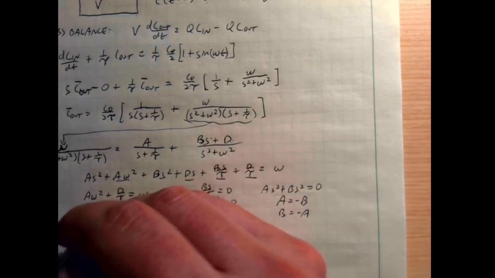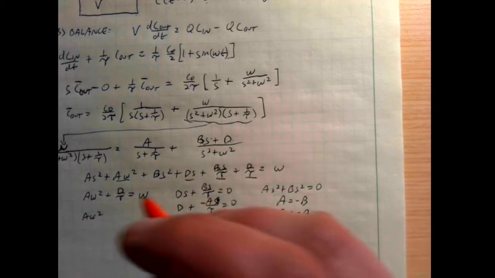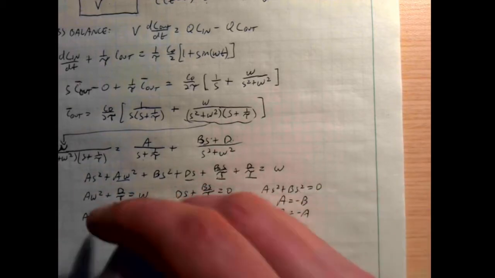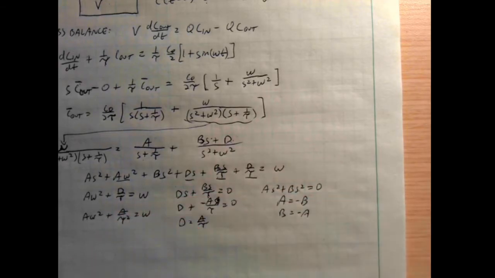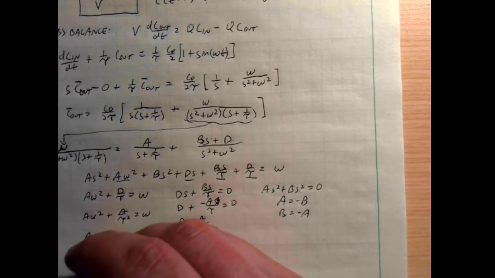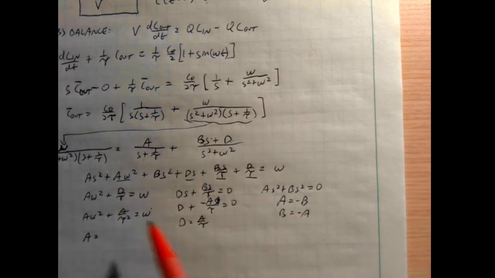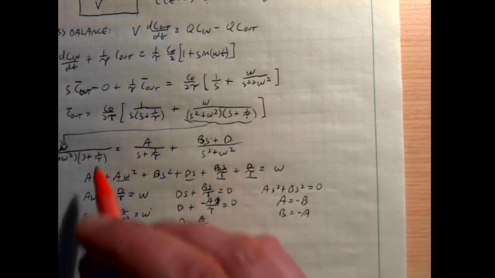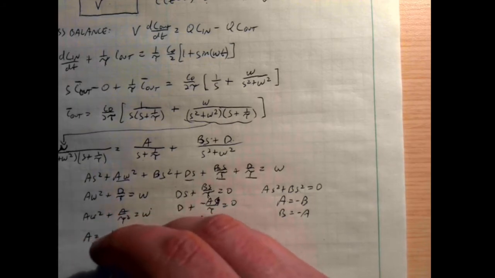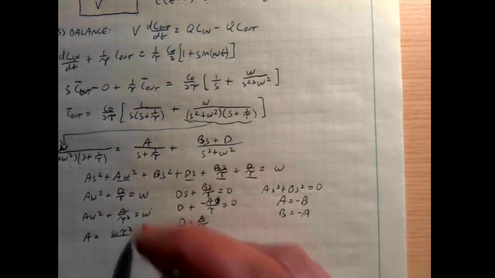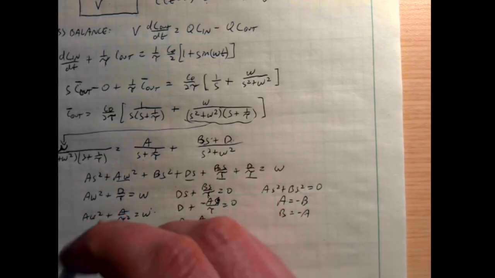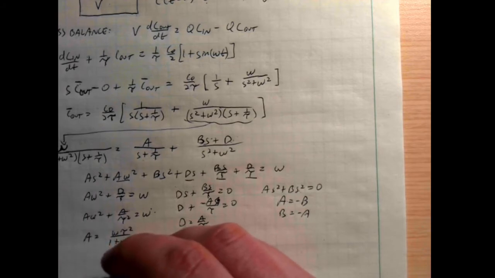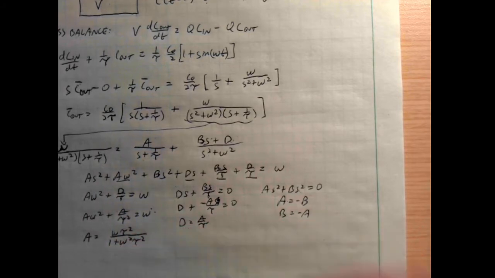So a omega squared plus a over tau squared has to give me omega. Therefore, a is going to have to be equal to, if I multiply by tau squared here, then I'm going to get omega times tau squared on that side, and then I can factor out. I get a 1 plus omega squared times tau squared. Okay, so that's a, and we're done with that one.